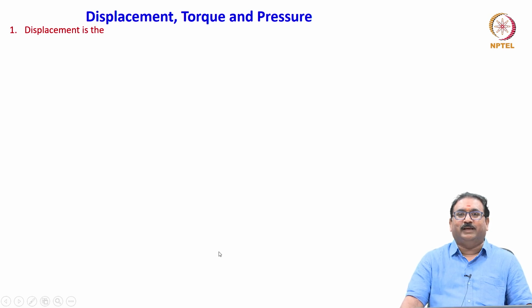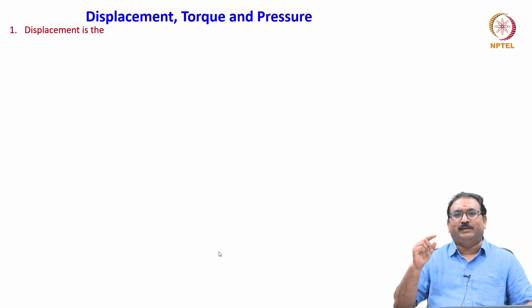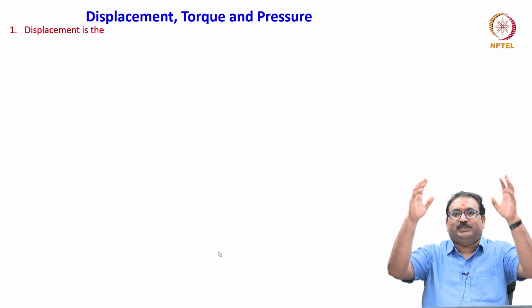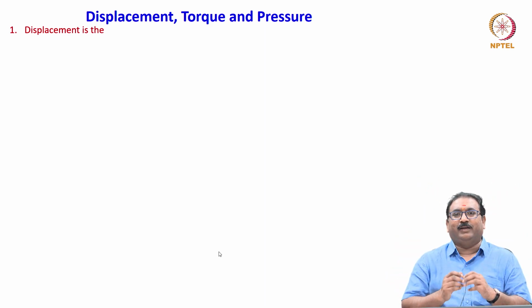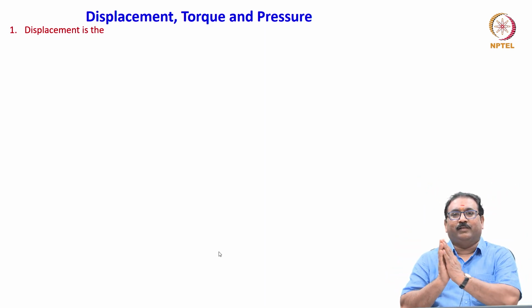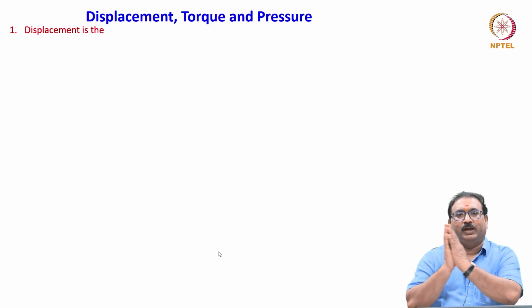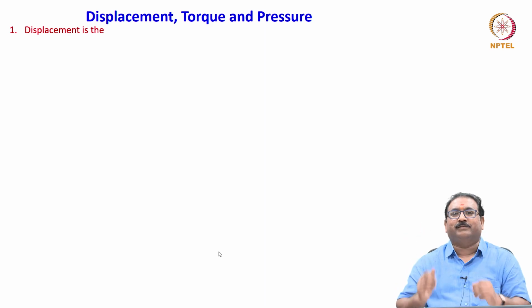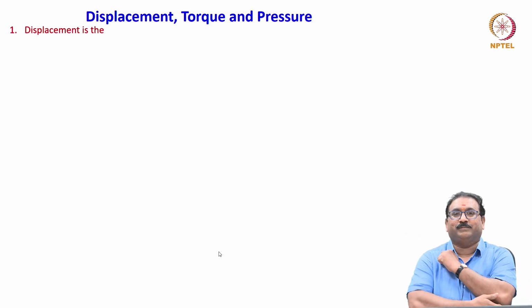Then what is the displacement? In case of a pump, what is it? If it is a rotary actuator like a gear pump or a vane pump, for one revolution, how much fluid is displaced? Or if it is a linear actuator, in one cycle, suction as well as discharge, how much fluid will be expelled is the displacement.